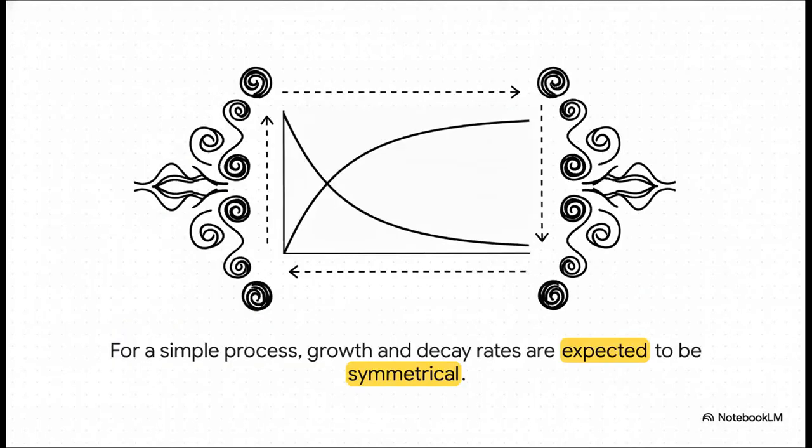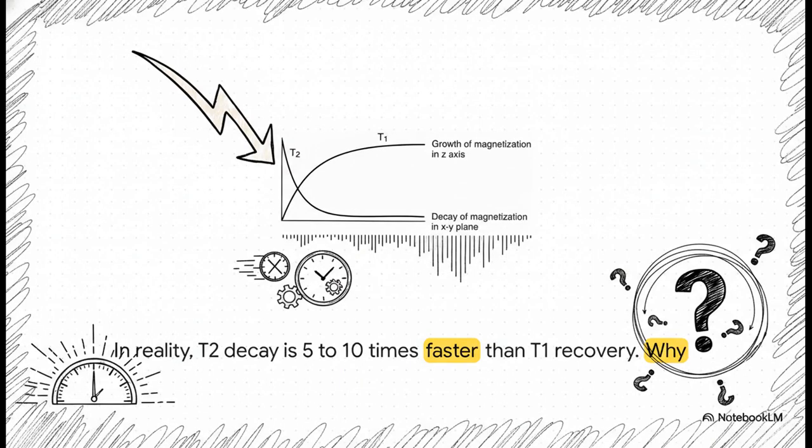Now, just for a second, let's play a what-if game. If you were just guessing, you might think these two processes would be mirror images of each other. It kind of makes sense, right? The rate you lose signal in one direction should be the same as the rate you gain it in another. But in the wonderfully weird world of MRI, your intuition is about to be proven completely wrong. Because that is not at all what happens.